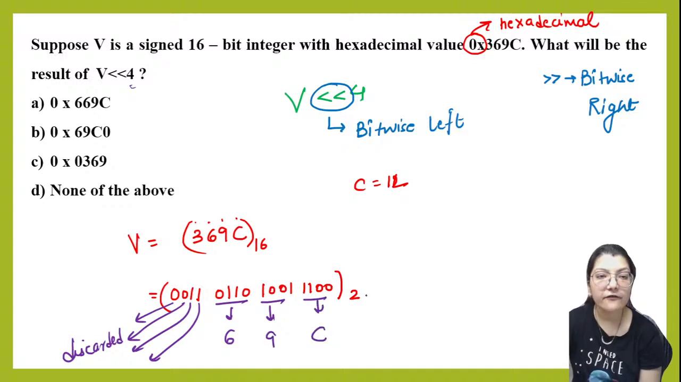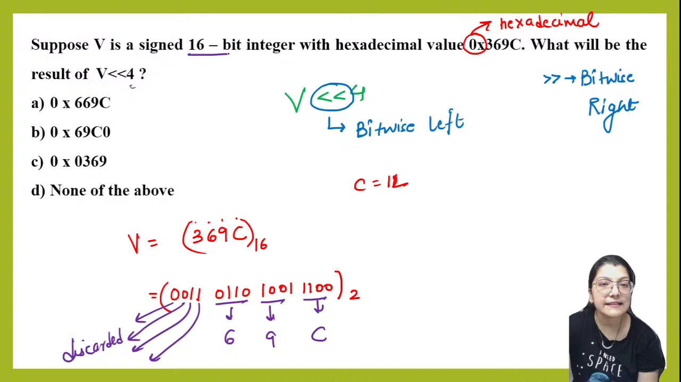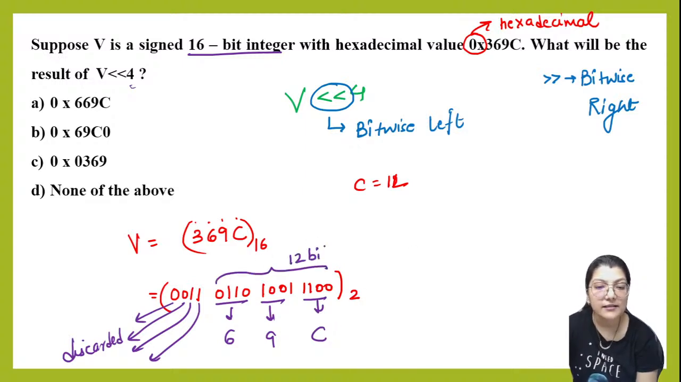And now what do I have? This is a 16-bit integer. अब यहाँ पे कितने बिट्स हो गए? 1, 2, 3, 4, 5, 6, 7, 8, 9, 10, 11, 12. So now these are 12 bits. So I want what? I want the 16-bit integer. So what I have to do? I have to add zeros to it. So in order to make it 16-bit, I have to add 4 zeros. So it will be 0.